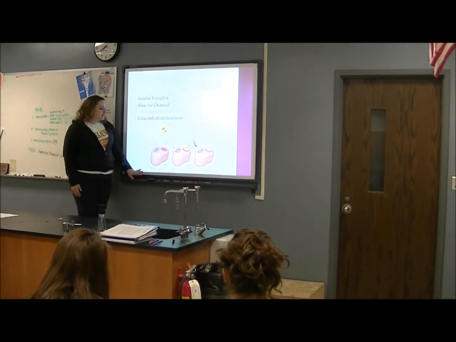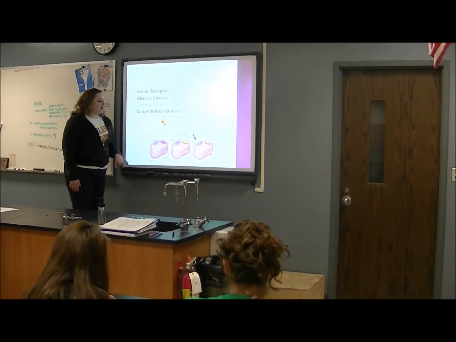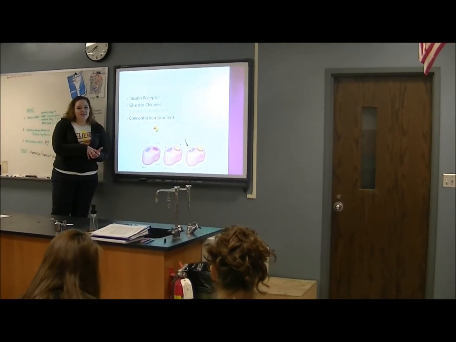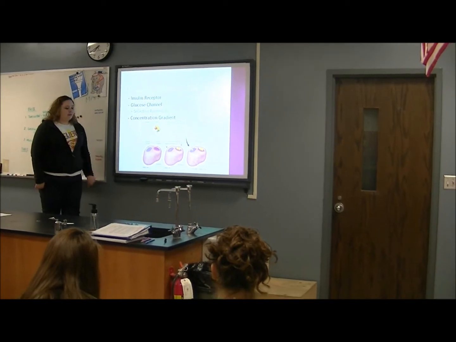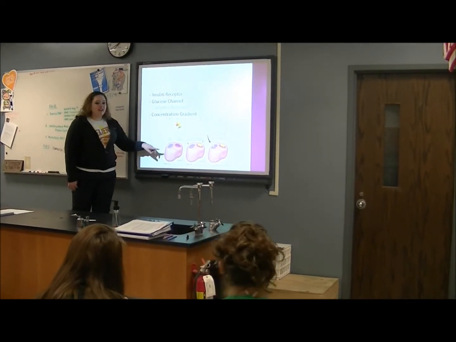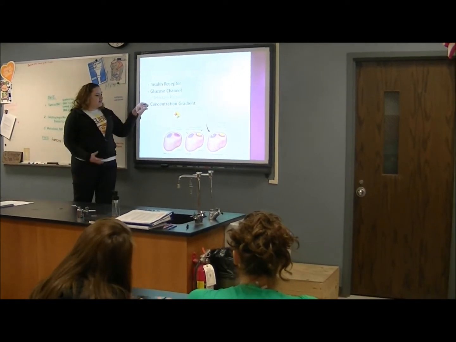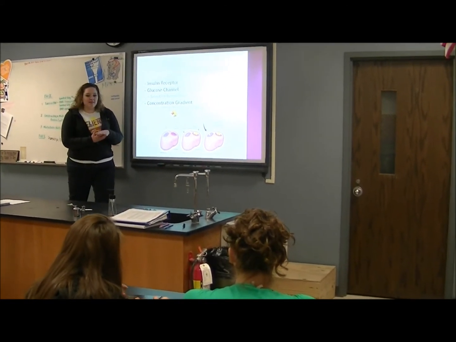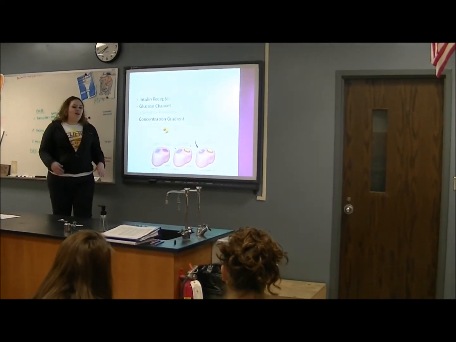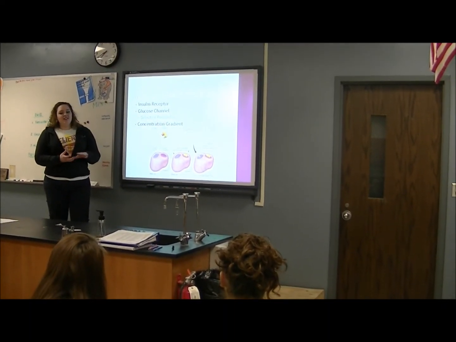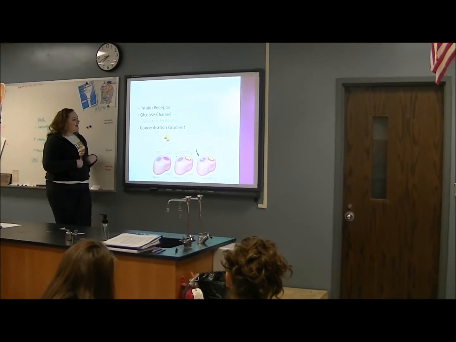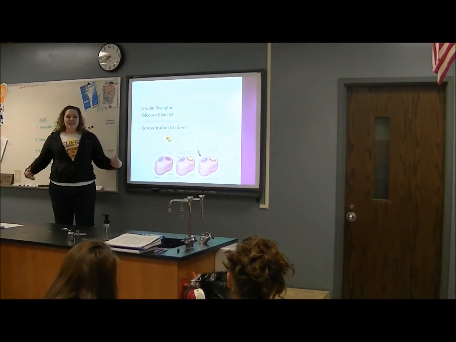You have an insulin receptor, which is this little thing, and it has two knobbies for the insulin to fit into it, like an enzyme. We studied enzymes before. And then you have the glucose channel, and when the insulin claps onto the insulin receptor, the glucose channel opens. And when that opens, it lets glucose in to lower the concentration gradient. And the glucose channel is selectively permeable.